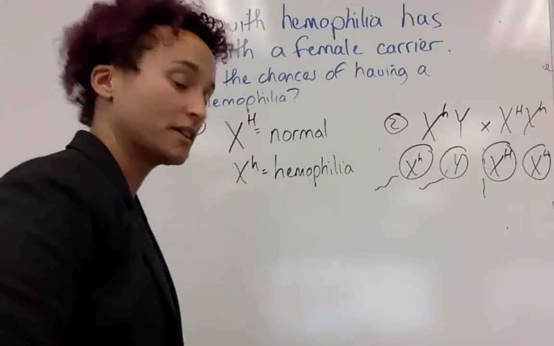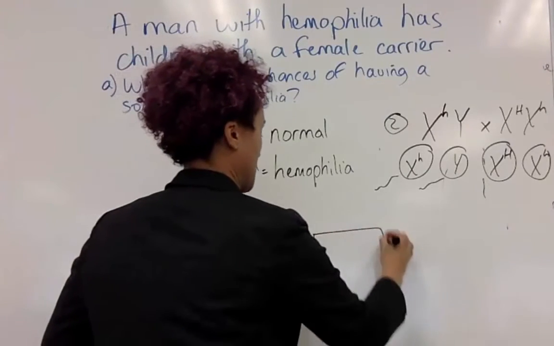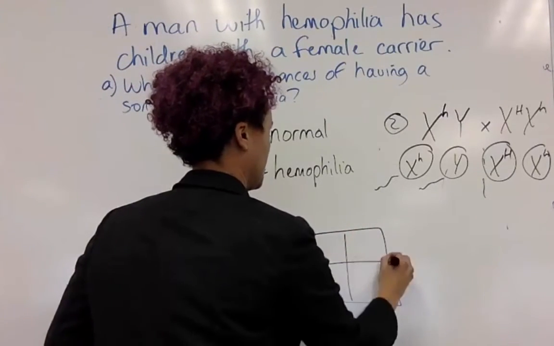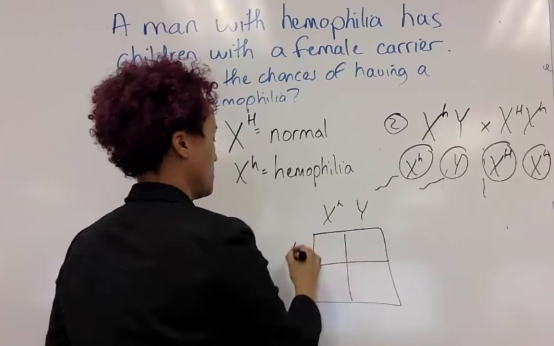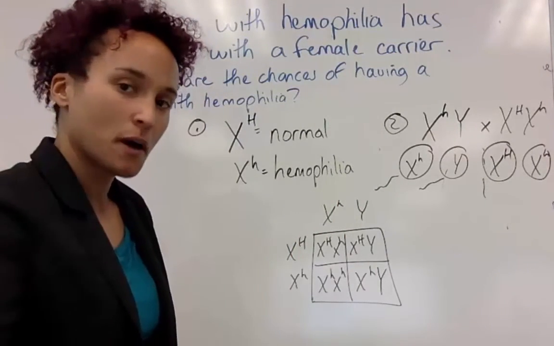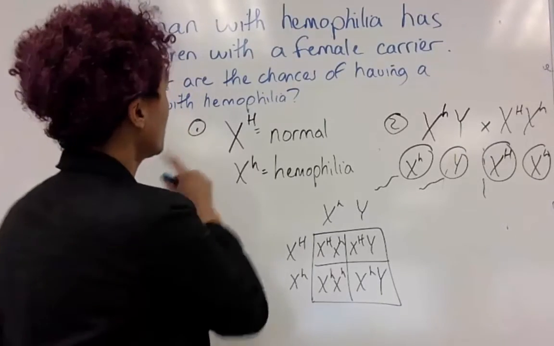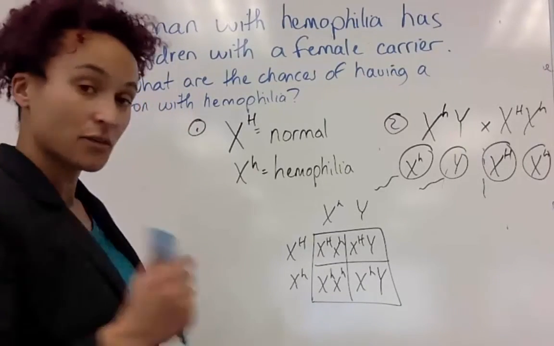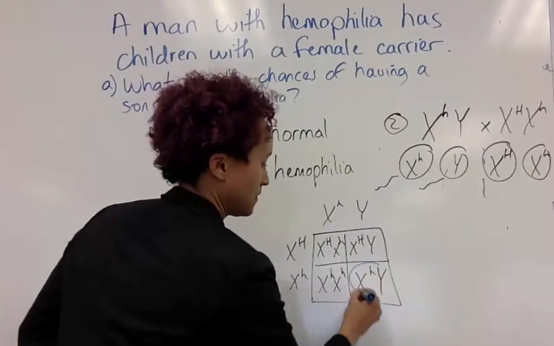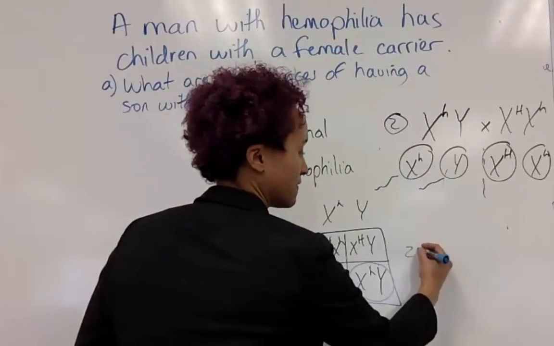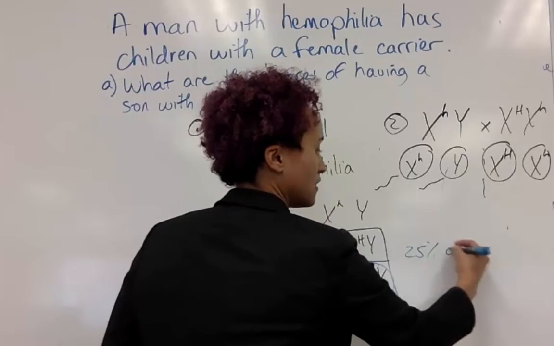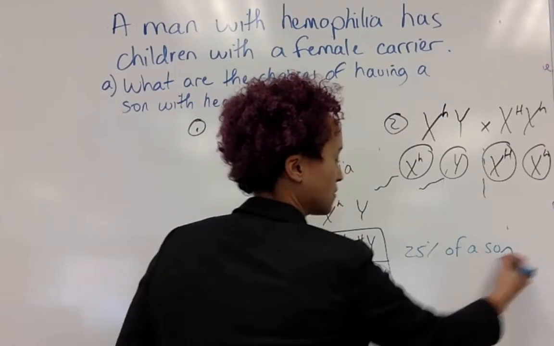So let's plug this into a Punnett square. Here we've got the father, and here we've got the mother. Going through the Punnett square, we can see that if we're looking for the chance of having a son with hemophilia, there he is. So we actually have a 25% chance of a son with hemophilia.